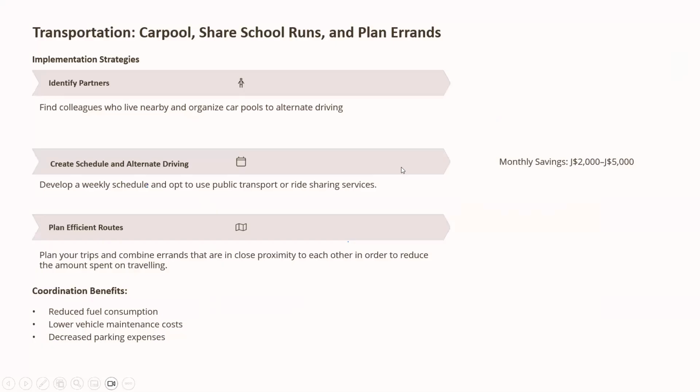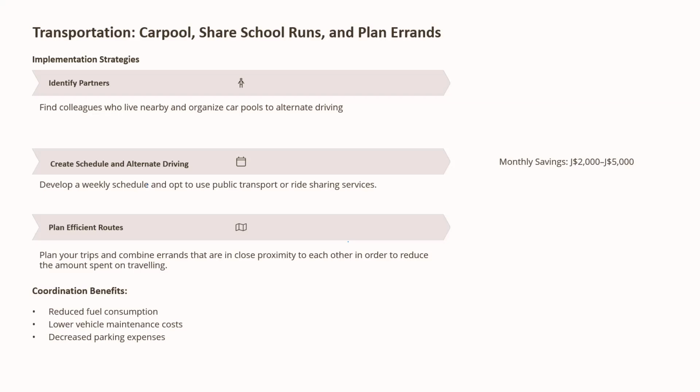I can go through a few of these slides a bit faster. All right. So other strategies that you can use to reduce or optimize the expenses as it relates to transportation. For persons who live relatively close with co-workers, then you can carpool. Another thing that you can do is develop a driving schedule and implement what I call alternative driving. So if you develop a weekly schedule where for certain days you can actually decide to either use public transport or use ride sharing services as opposed to actually driving. And then another strategy that you can practically apply is to plan your trips and then combine errands that are within close proximity for when you have to travel for those purposes.